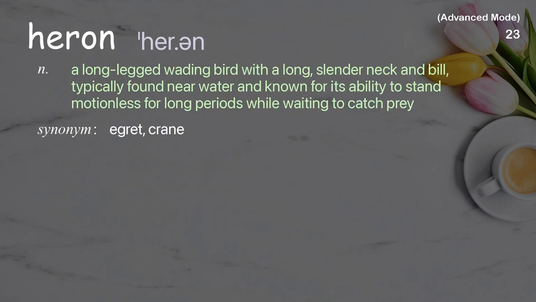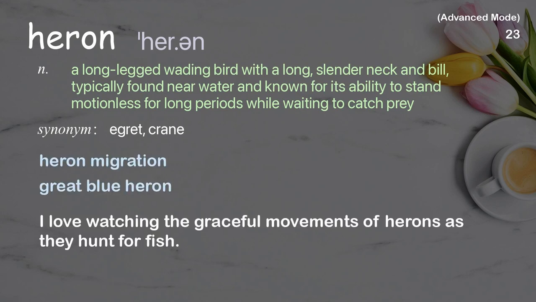Heron. A long-legged wading bird with a long, slender neck and bill, typically found near water and known for its ability to stand motionless for long periods while waiting to catch prey. Examples: Heron migration. Great blue heron. I love watching the graceful movements of herons as they hunt for fish.